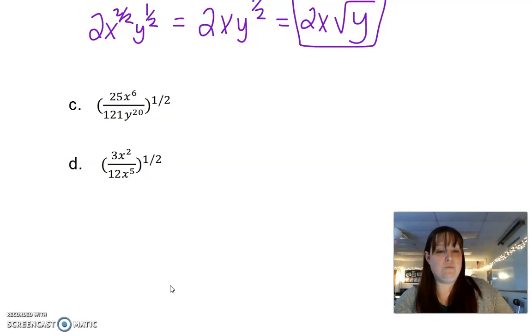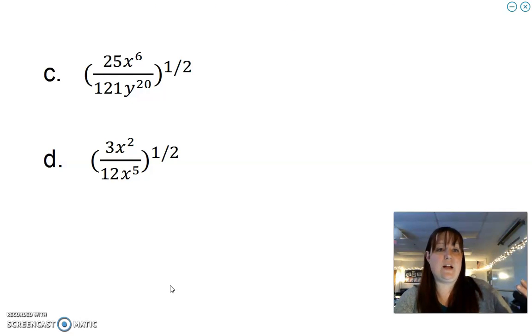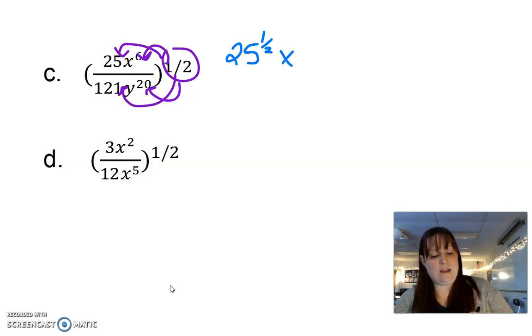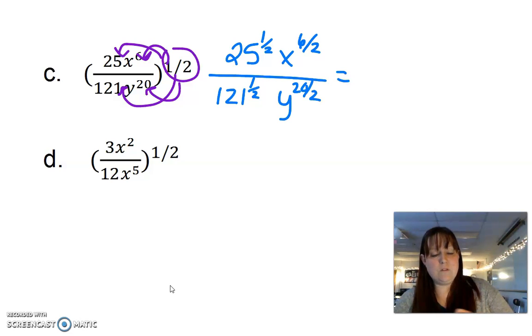So then we just go ahead and remember our properties of exponents tell us that this 1/2 just applies to every single thing inside of this, okay? So we're going to do 25 to the 1/2, x to the 6 to the 1/2, so we're going to write this like this, 25 to the 1/2, x to the 6/2, because we multiply those together, then we have 121 to the 1/2, and y to the 20/2. So then we just simplify that.